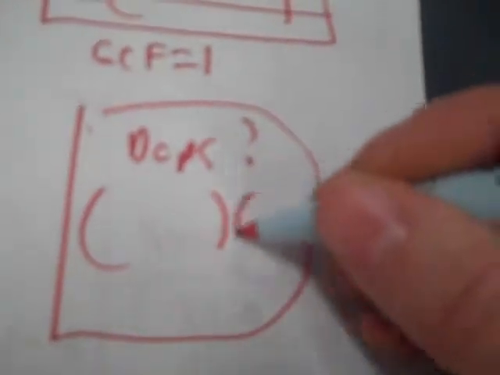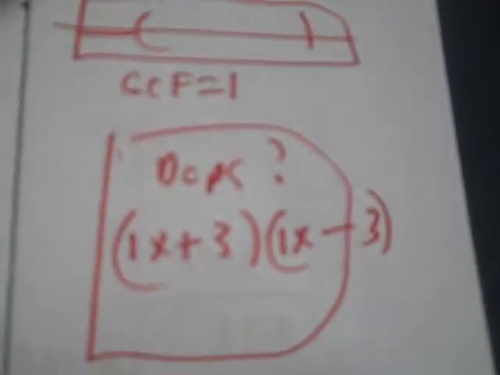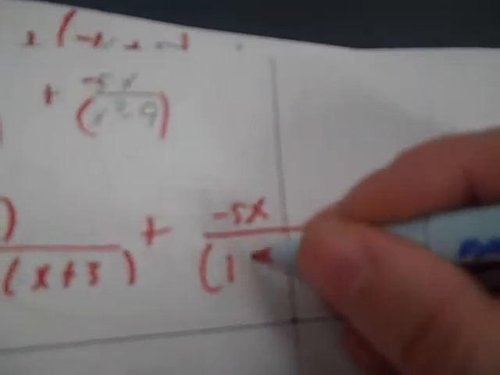Negative in front, nope. x on everything, nope. 1. This is definitely a difference of squares. We have a minus. x is to the second, so 1 is a perfect square, and 9 is a perfect square as well. Okay, so we got 1x plus 3 multiplied by 1x minus 3. By the way, if you have 1x, if you just want to put it as x, that's fine. It's up to you.